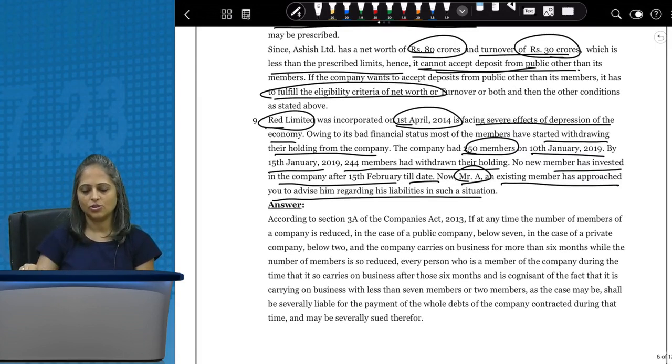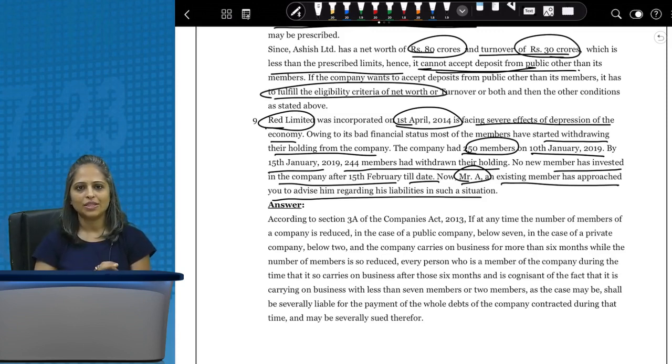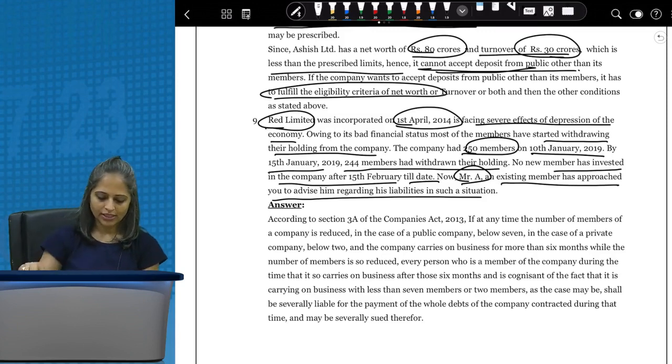In this situation, since he is aware that the number of members has fallen below 7 and they have not taken any action to restore the minimum number of members, then Mr. A and all the other shareholders who have the knowledge of that fact will be personally liable. Reading through the suggested answer, what does it say?